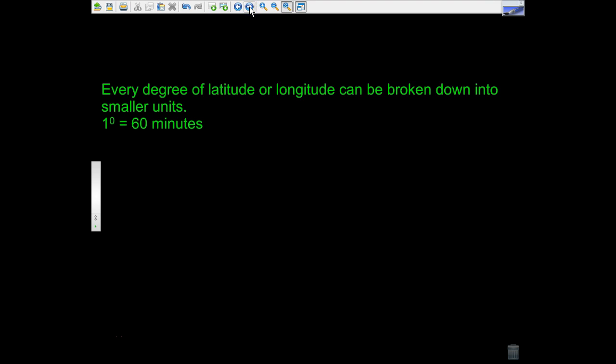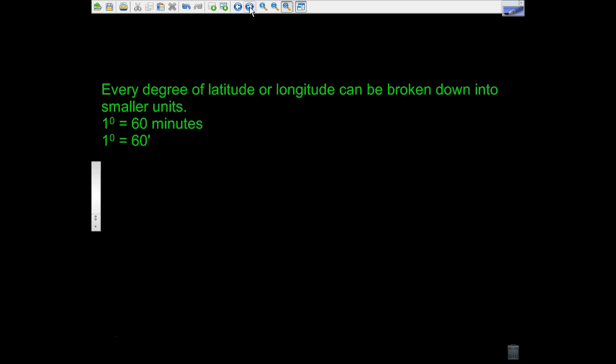So, this is where it gets a little bit confusing. We have degrees of longitude and degrees of latitude, and that's great for very large areas, very generalized directions, but in order to get a little bit more specific, we need to break down degrees into something smaller. Normal human beings would probably call them mini degrees, but each degree can be broken down into 60 minutes.